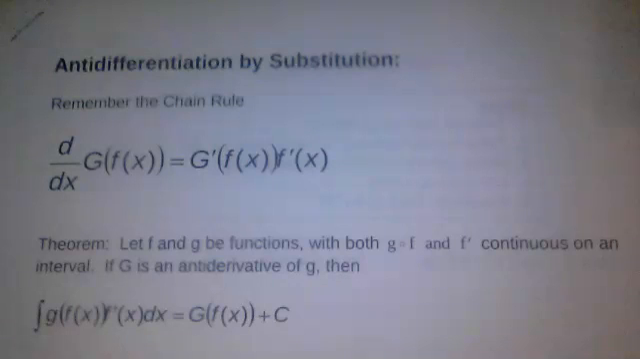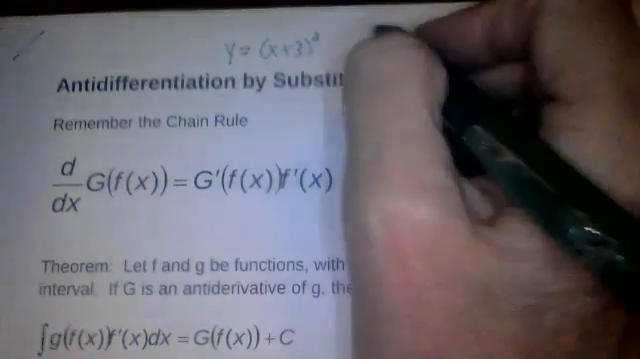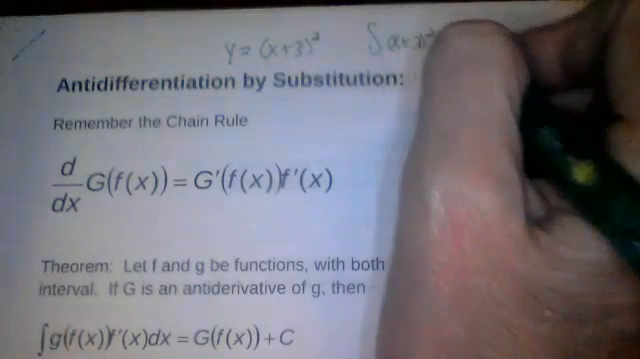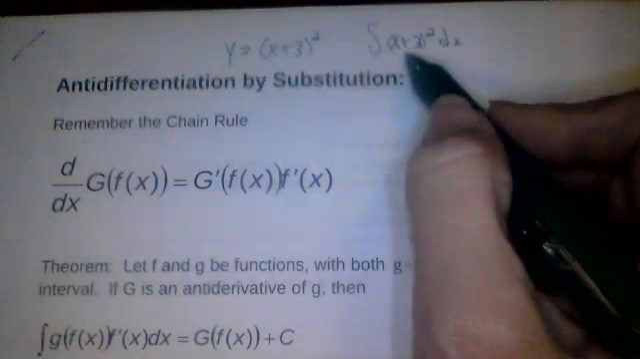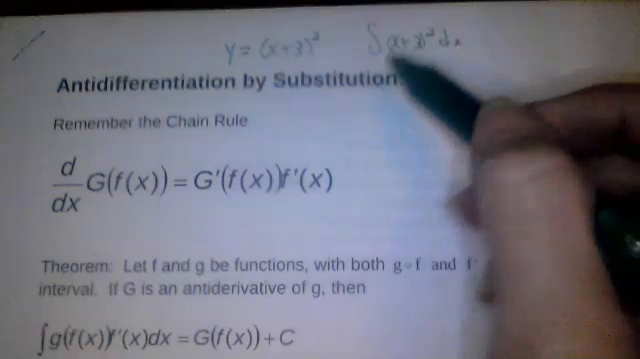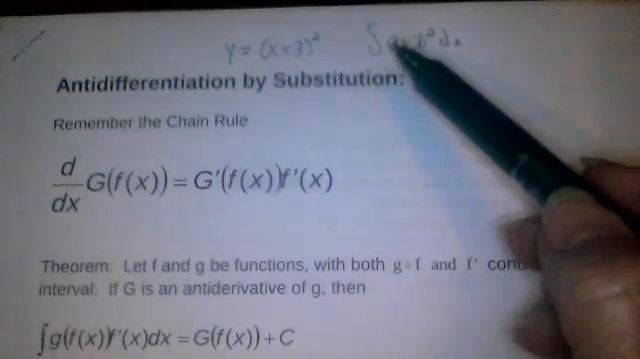We're going to do anti-differentiation by substitution, which means that for problems like this before, like if I had been taking the integral of the function y equals, let's just say, (x + 3) squared, then I had to multiply it out, and then I could use the power rule. But with what we're going to learn today, there's a way to do this without having to multiply it out first.